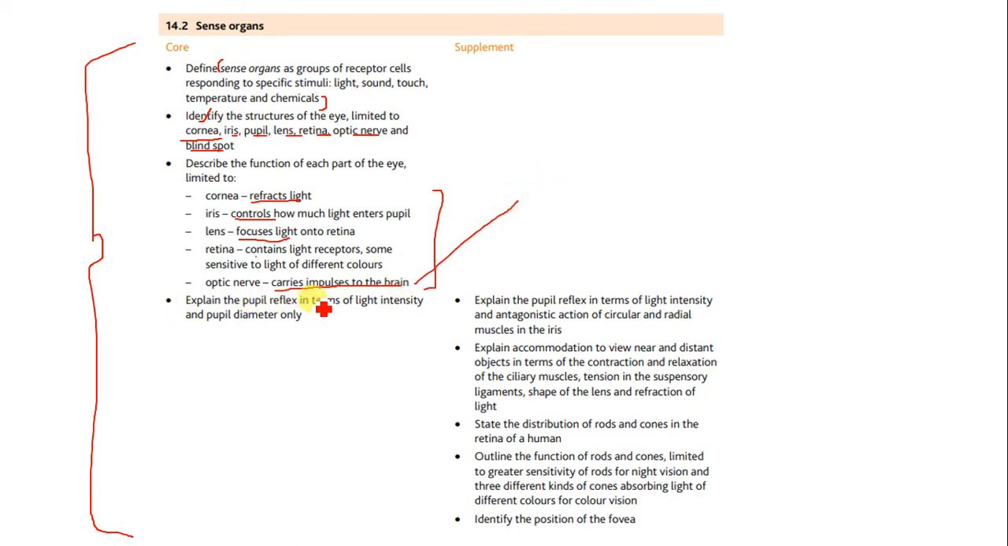Now, explain the pupil reflex in terms of light intensity and pupil diameter. So we'll look at pupil reflex in detail. Then explain pupil reflex in terms of light intensity and antagonistic action. That's for the extended aspect. So quickly, you can pause, read through it because we're going to cover both the core and extended aspect.